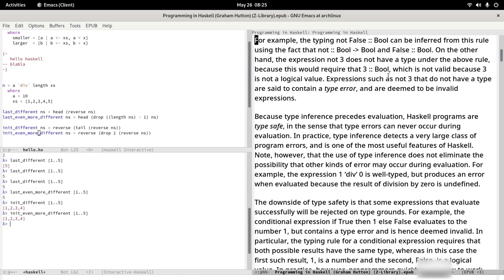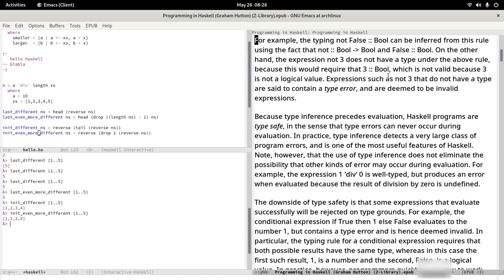Because type inference precedes evaluation, Haskell programs are type safe, in the sense that type errors can never occur during evaluation. In practice, type inference detects a very large class of program errors and is one of the most useful features of Haskell. Note, however, that the use of type inference does not eliminate the possibility that other kinds of error may occur during evaluation. For example, the expression 1 `div` 0 is well typed, but produces an error when evaluated, because the result of division by 0 is undefined.